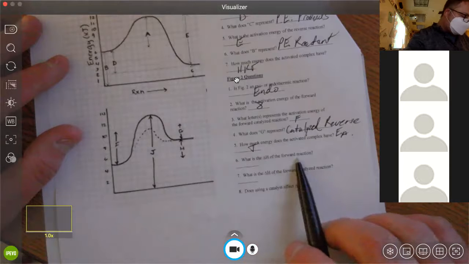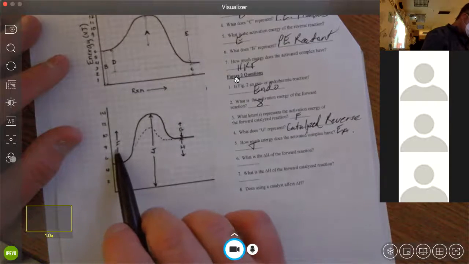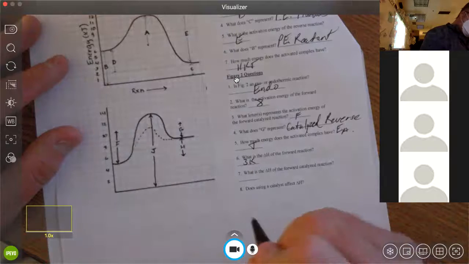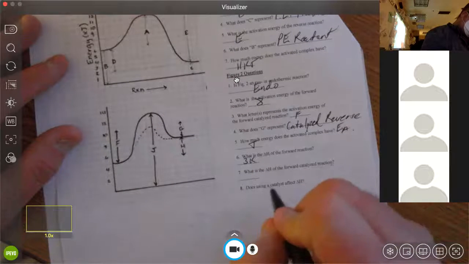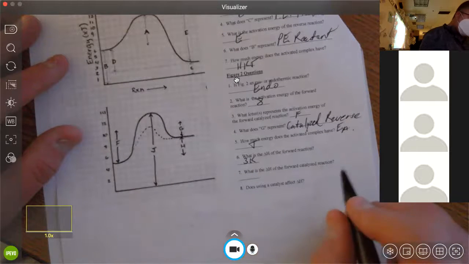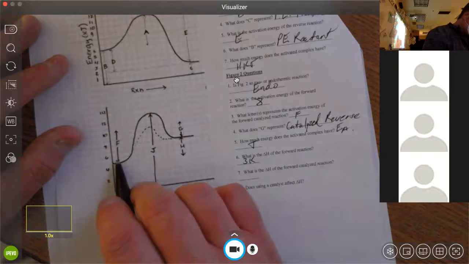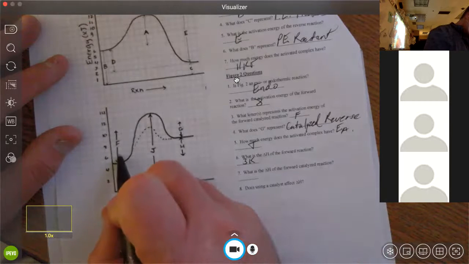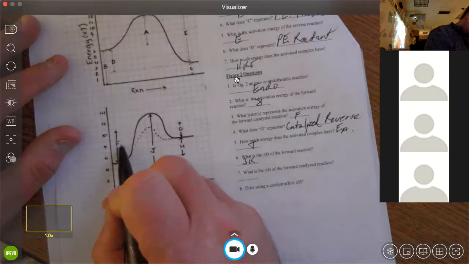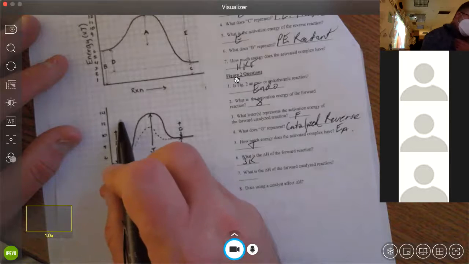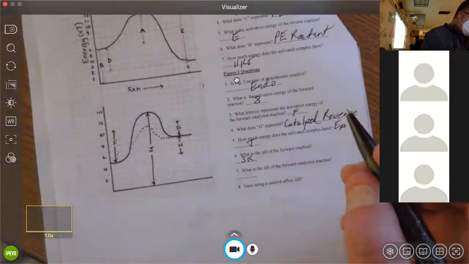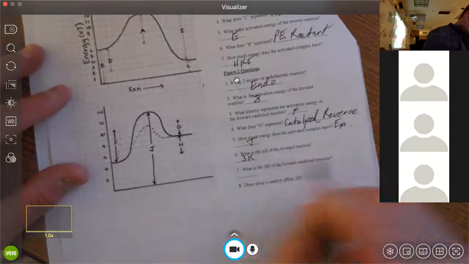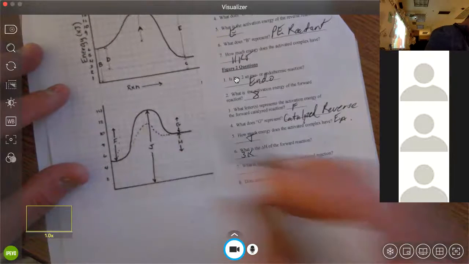What is delta H of the forward reaction? 1, 2, 3. 3 kilojoules. What is delta H of the forward catalyzed reaction? Let me check that again. I don't think that's 3 kilojoules. What did I do there? 1, 2, 3, 4, 5, 6, 7, 8 kilojoules. Oh no, I'm sorry. It is delta H, so it is 1, 2, 3. What is it of the catalyzed reaction? 1, 2, 3. Doesn't change.